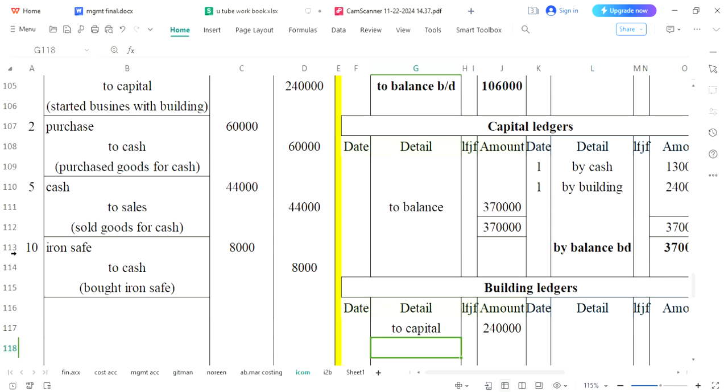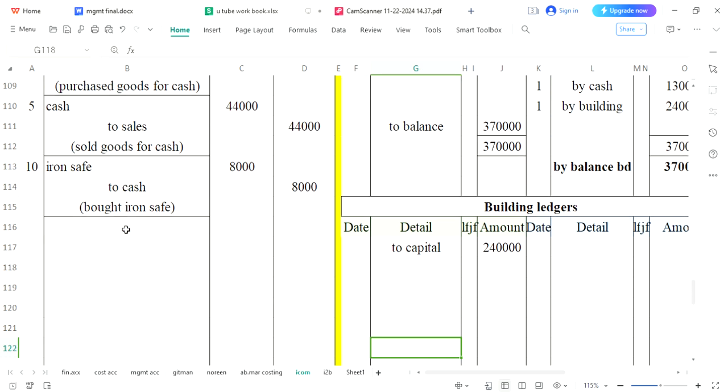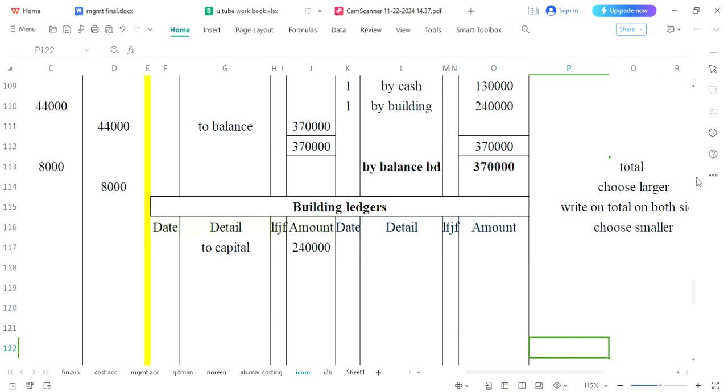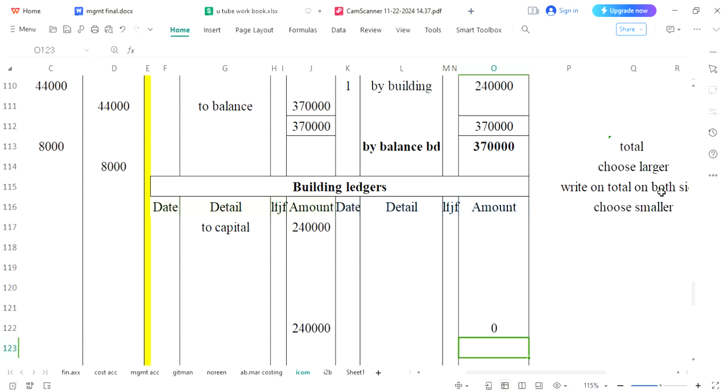Now luckily you can see building is not present in the remaining entries. It means the ledger is completed. Again, we will be following the same steps which have been written over here. First step is to calculate the total. The total of the debit side is 240,000, and the total of the credit side is nothing, 0. You may write 240,000 because there is only one amount, we don't have to calculate. First step is completed. To choose the larger sum, this is your second step. The larger sum is 240,000.